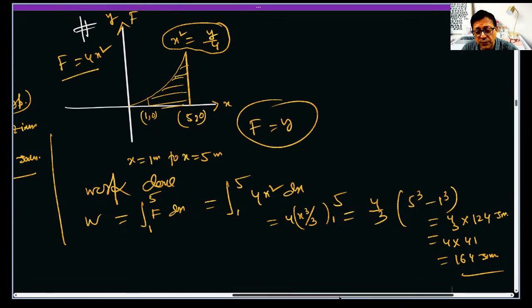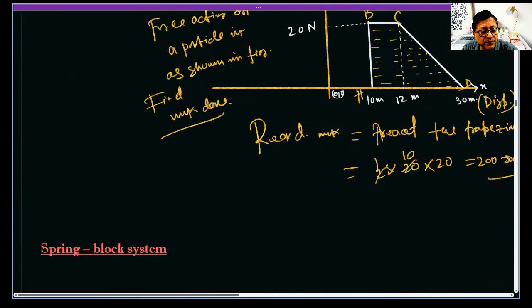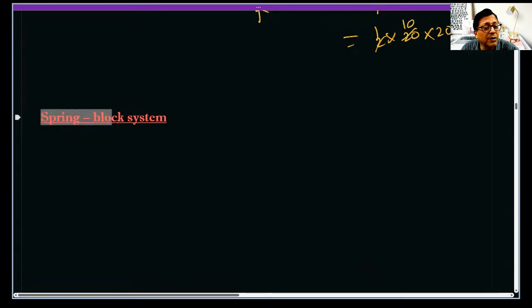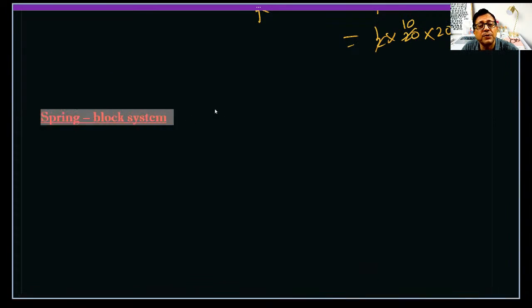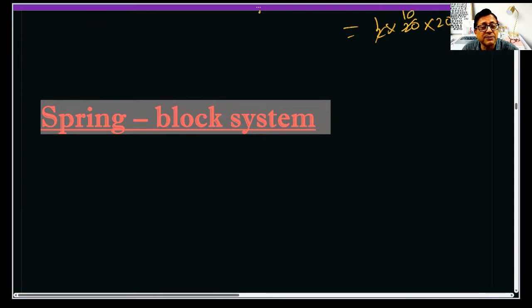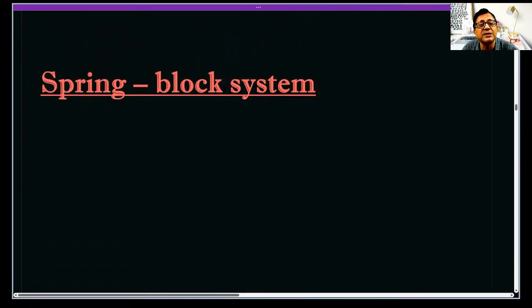Hope you have understood how to find work done by variable force. Now let us solve some problems from spring block system. How do we calculate work done in this case for a spring block system? I just explained the concept here. There is a spring and this has spring constant K.